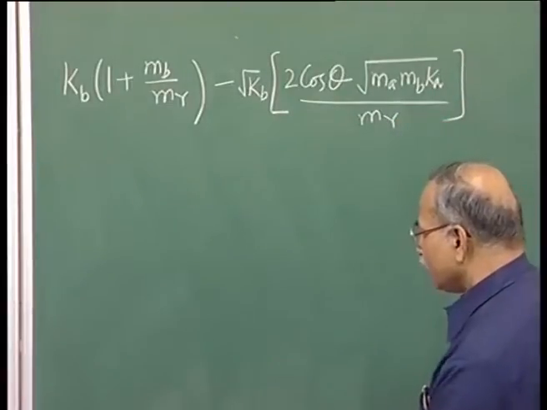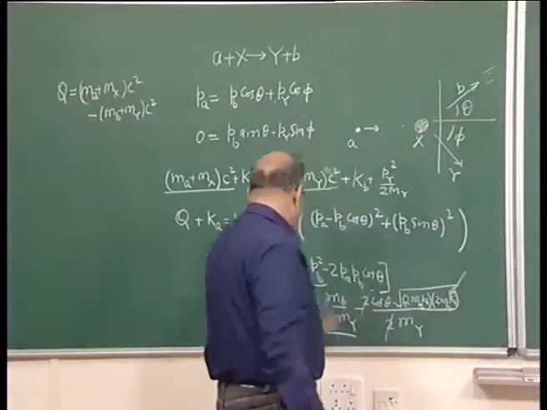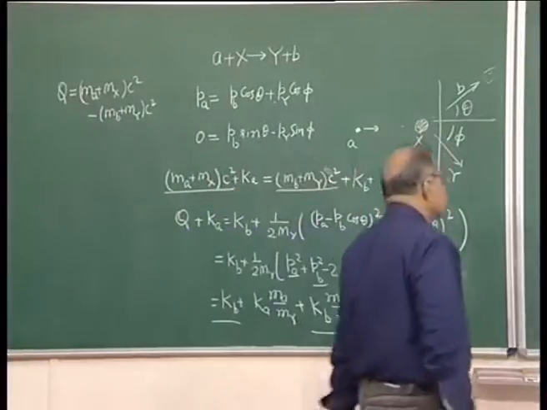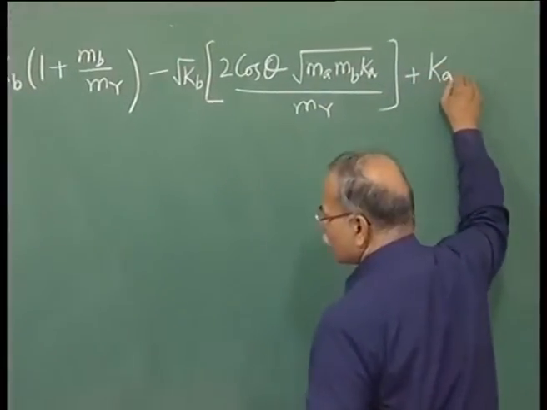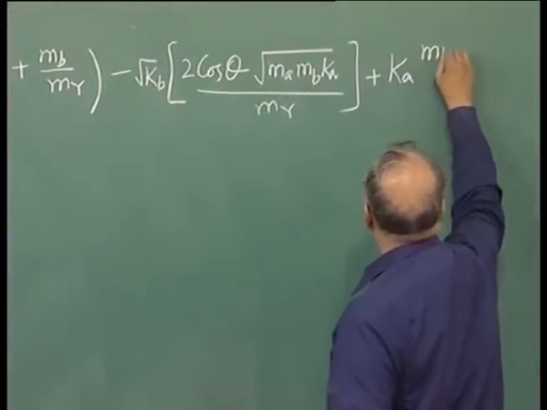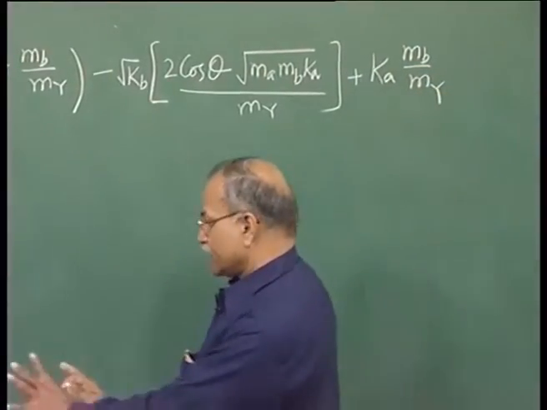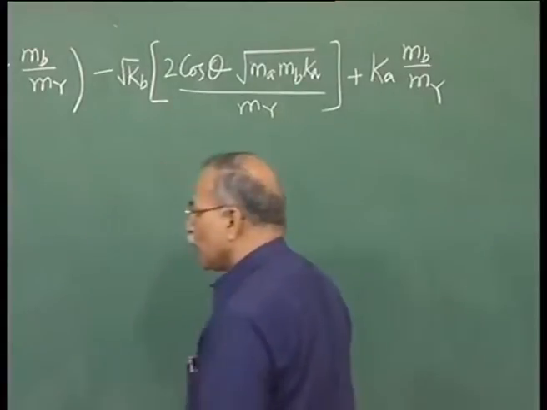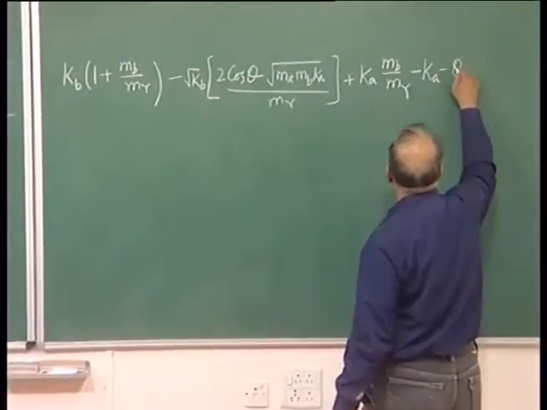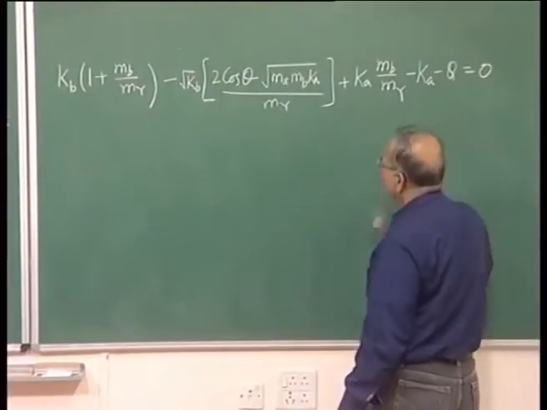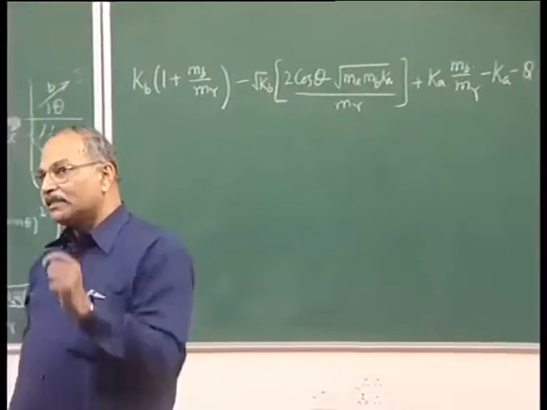Okay. And then what is left? So, we have written this, so plus Ka times this. So, plus Ka times Mb by My, this is that this side, and minus Q and minus Ka, and minus Q, this is equal to 0. I have not written excitation energy.